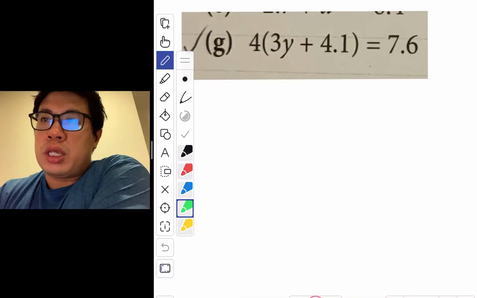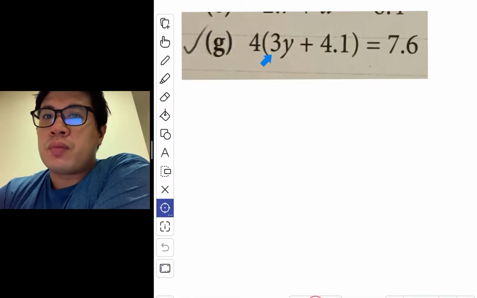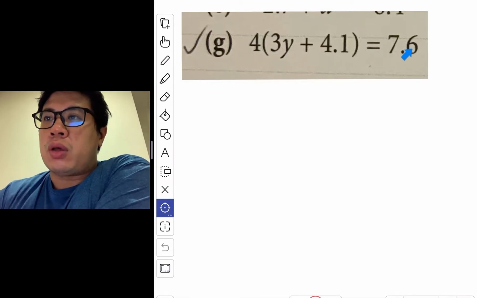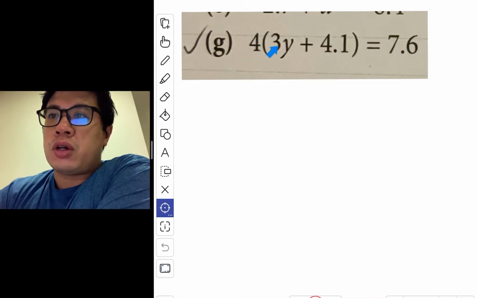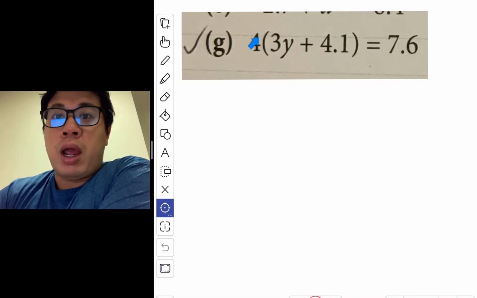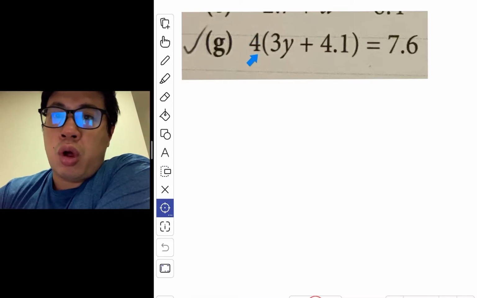What we want to do is that we have 4(3y + 4.1) = 7.6. Okay, so in order to get to this y, you know that y is multiplied by 3, plus 4.1, and there's a 4, right? So how do we simplify this bracket?